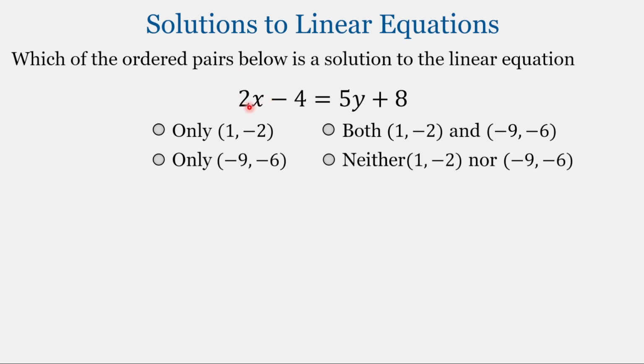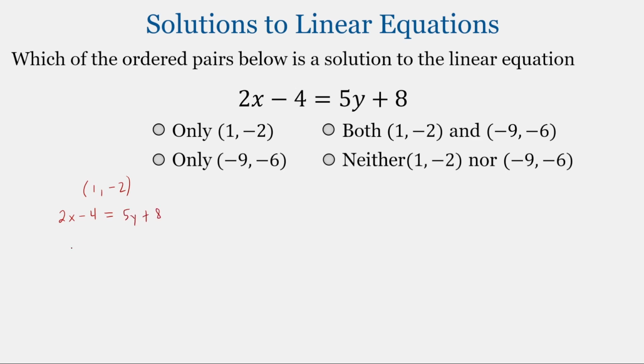So we're going to determine which of the ordered pairs below is a solution to the linear equation 2x minus 4 equal to 5y plus 8. We'll take this one ordered pair at a time. We'll start with 1, negative 2. And we're going to plug those values into the equation 2x minus 4 equal to 5y plus 8.